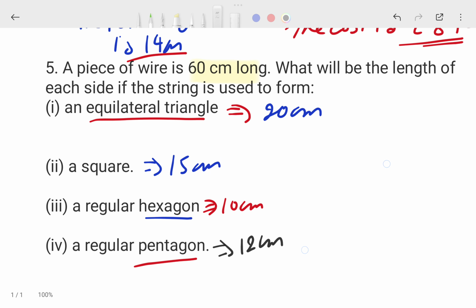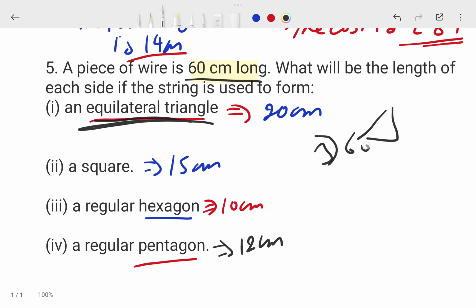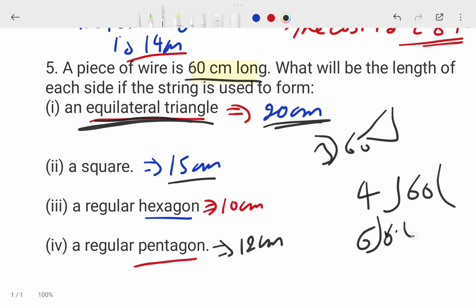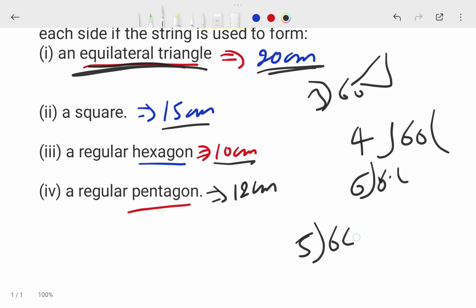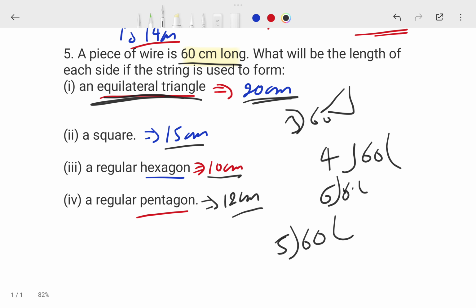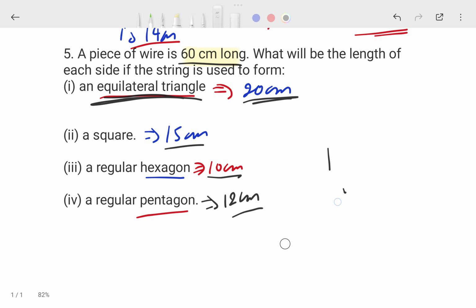Okay now, generally we have to divide the 60 by the number of parts. A triangle has 3 parts, so we divide 60 by 3, and each part contains 20 centimeter. A square has 4 parts, so we divide 60 by 4, and we get one side as 15 centimeter. A hexagon has 6 sides, so we divide 60 by 6, and each side is 10 centimeter. A pentagon has 5 sides, so dividing 60 by 5, each side will be 12 centimeter. Okay, is it clear? Right.